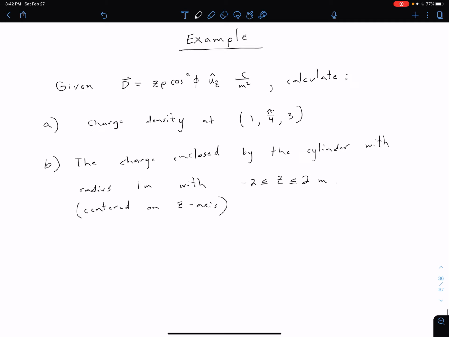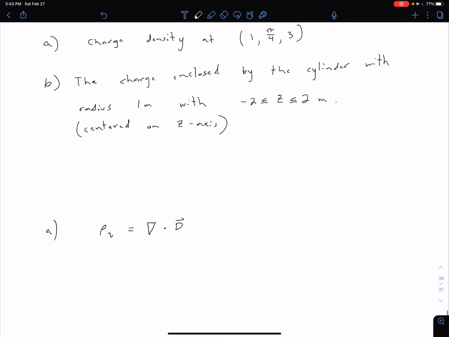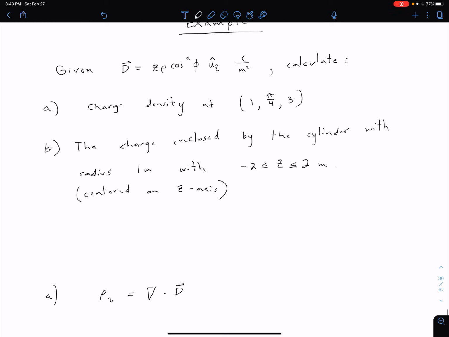Okay, so for part A, we're just going to be using Maxwell's first equation. If we want the volume charge density and we have an expression for our electric flux density, we can just say that rho v equals the divergence of our electric flux density. Because we only have a z component, it works out to be pretty easy.